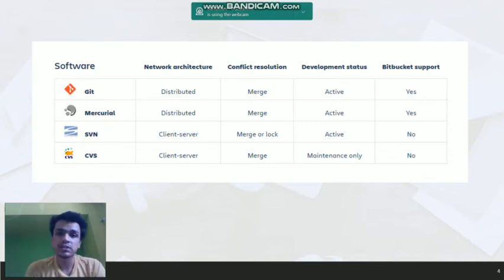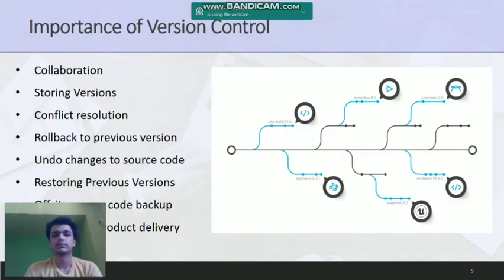along with their network architectures, the methods these software use to resolve conflicts, their development status, and Bitbucket support. What we are going to see in this video is CVS, which is a centralized system, or we can say a client-server system architecture.